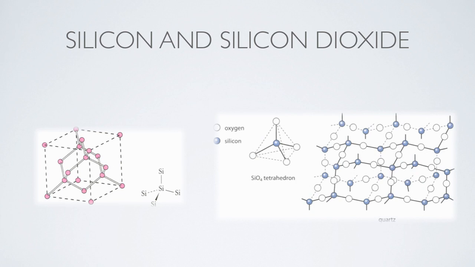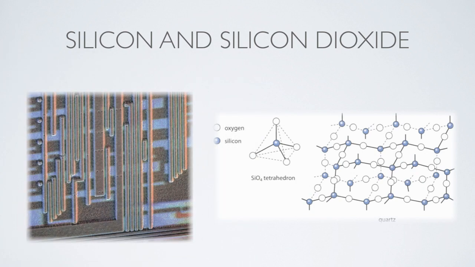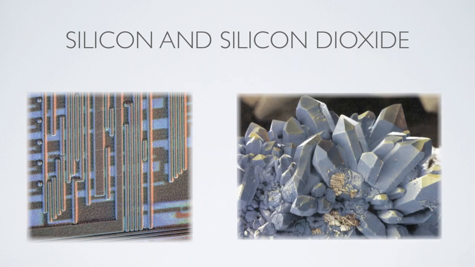Silicon, of course, is used in computer chips, and silicon dioxide, sometimes called fool's gold, makes a crystal structure.